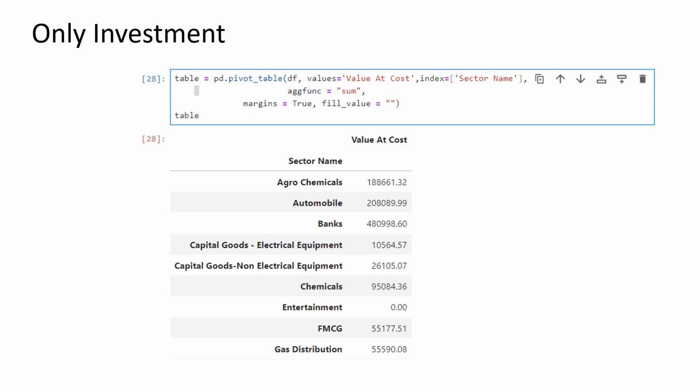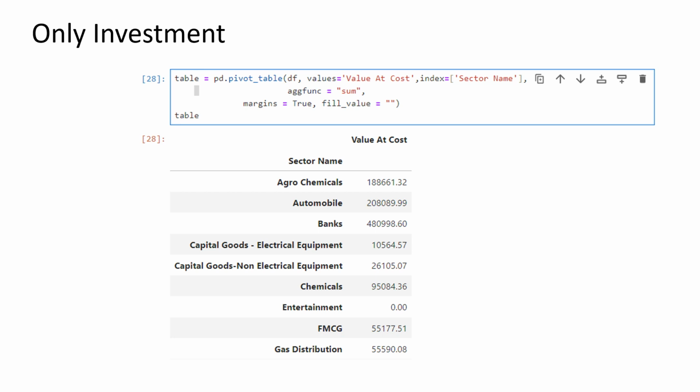Now consider another pivot table where I have summed up all the investment sector wise. That's why I have written sector name in the index field and value at cost in the value field. And the aggregate function is sum. So it will sum up all the stocks under each sector.